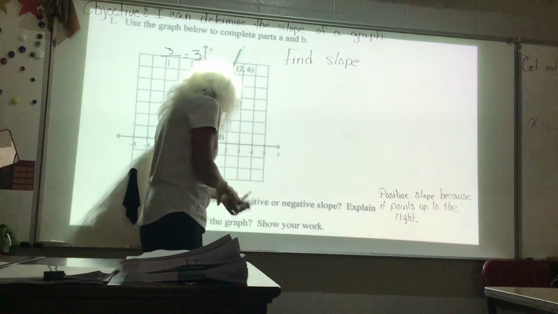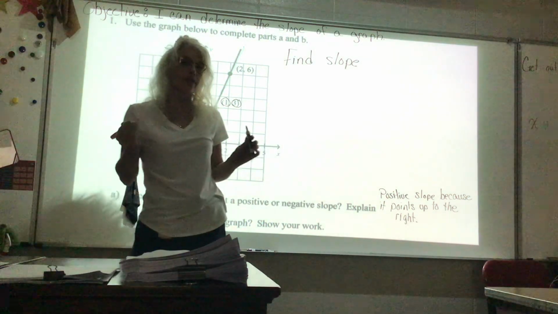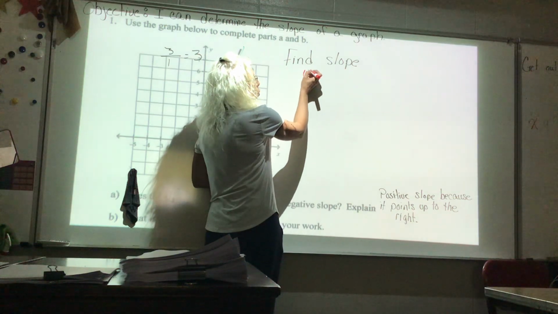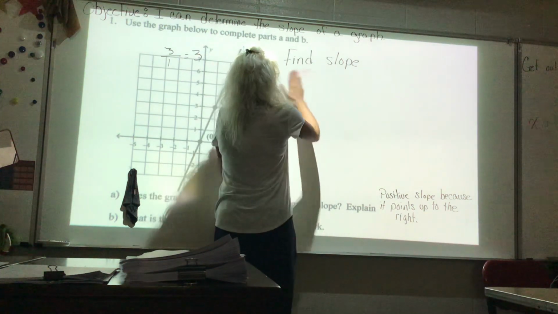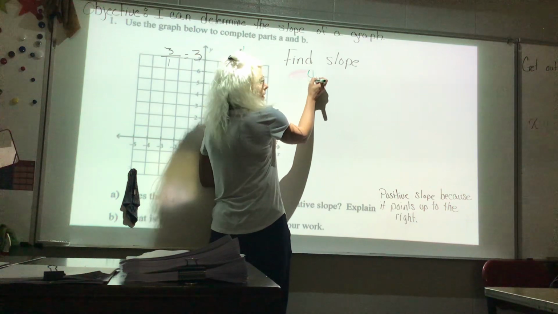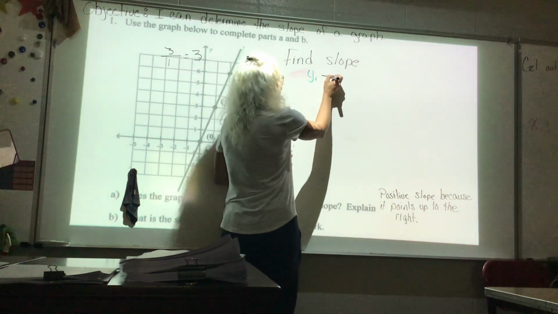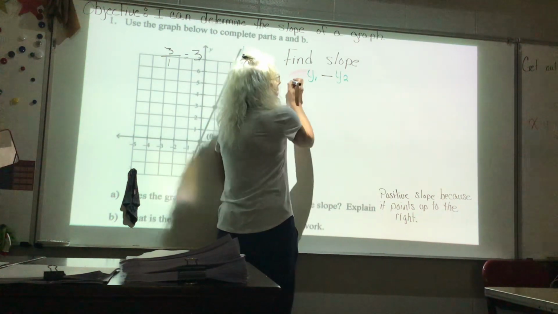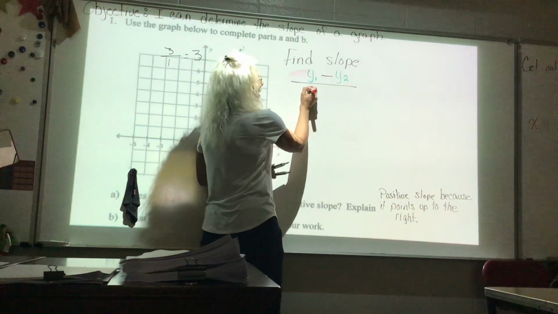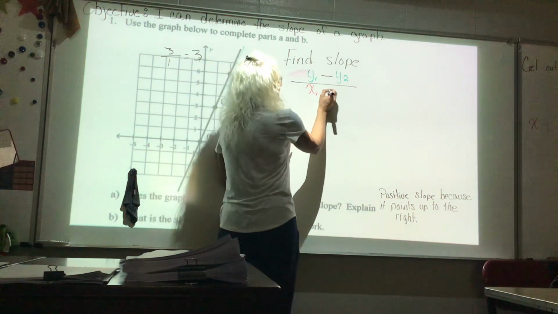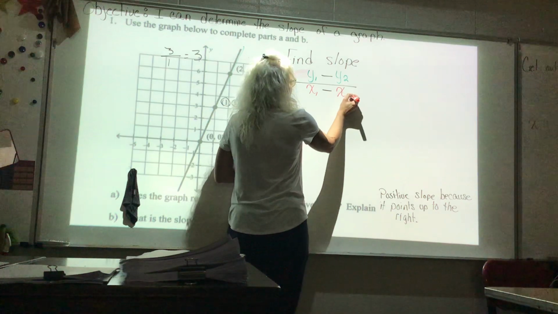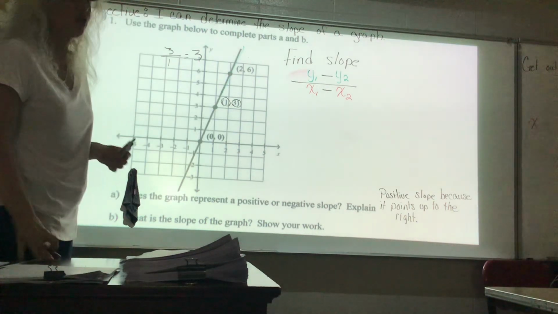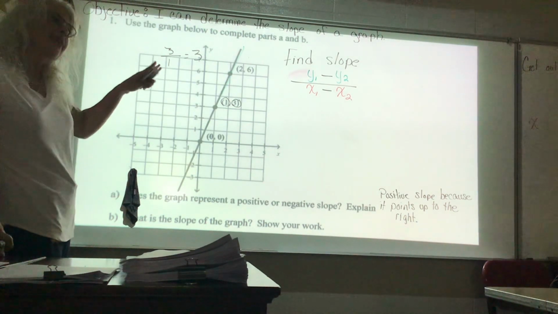In order to find the slope, this is going to sound weird, guys, stop. You're going to take y sub 1 minus y sub 2, and you're going to divide it by x sub 1 minus x sub 2. Okay, I'm going to explain that sub. Good question. That is how we're going to find the slope.